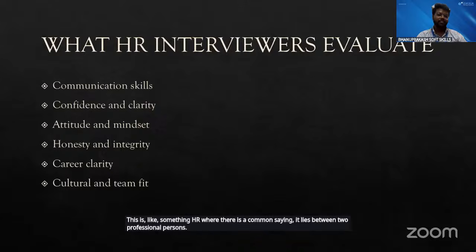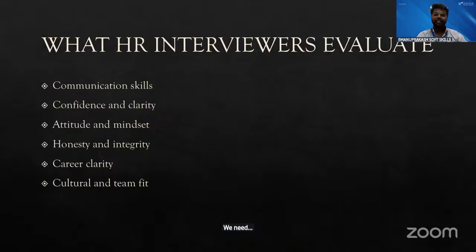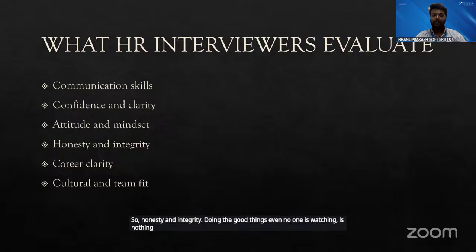Of course we need to be honest, but it's not always, because there is also a famous quote, straight trees are cut first. If you are too honest, then what will happen? That will also affect you. That's why we have the common saying that straight trees are cut first. So even being honest all the time will affect us. Okay, so honesty and integrity, doing the good things even when no one is watching, is nothing but integrity here.